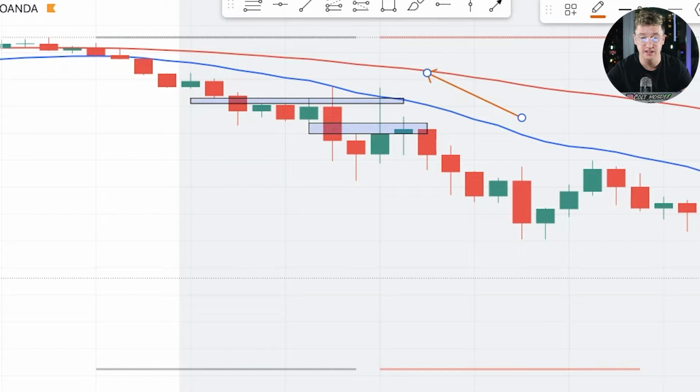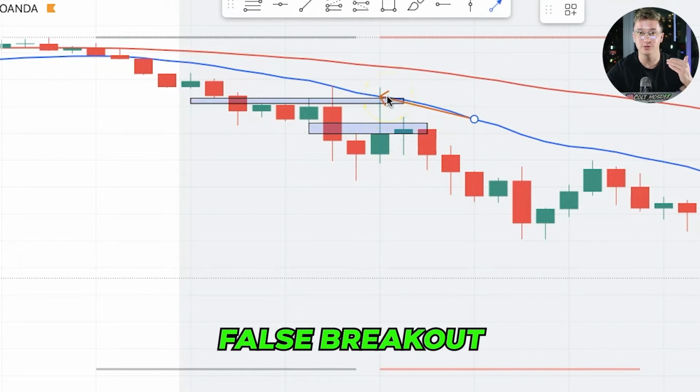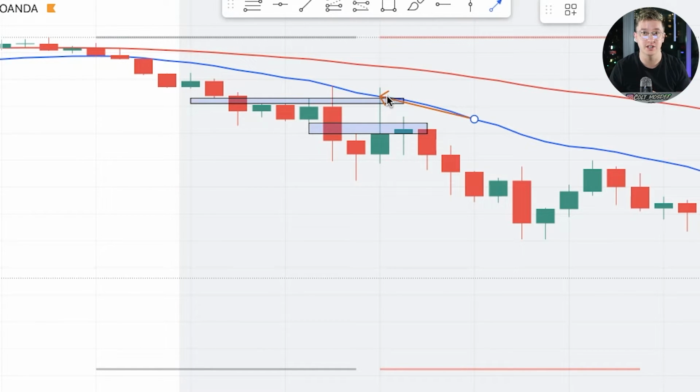So that's what you guys need to understand, is when you see price form these wicks like this, bro, it's a false breakout. It's doing that to trap people into short positions so the market makers can get a more optimal entry, and then they can push it down even further. So that's what I wanted to show you guys in this video.